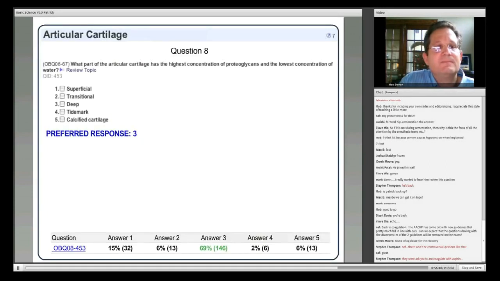So the question was, what part of the articular cartilage has the highest concentration of proteoglycans and the lowest concentration of water? The answer is the deep layer. And although most of you all got it, that's a pretty tough question if you don't think about cartilage very much. So remember, the superficial zone has the highest amount of water.